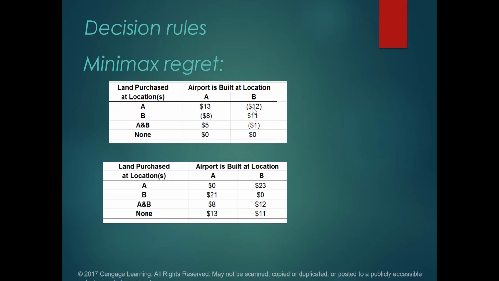But if we pick location A, the difference between these two values is $23, and the difference between location A and B and location B is $12. So that is the amount of regret. And then we pick the max of each row. So the max is 23, 21, 12, and 13. And then we pick the minimum of this. So location A and B is the one that the minimax regret method suggests. So this method says invest in both locations, buy both locations.